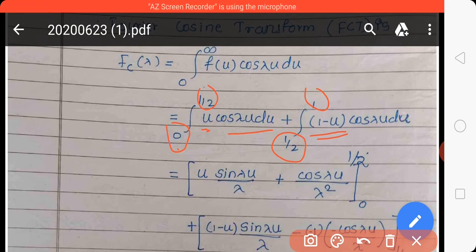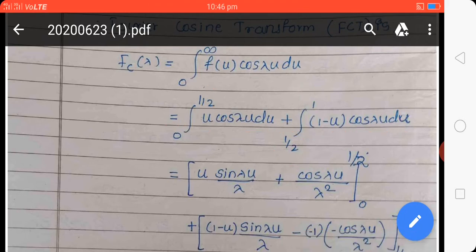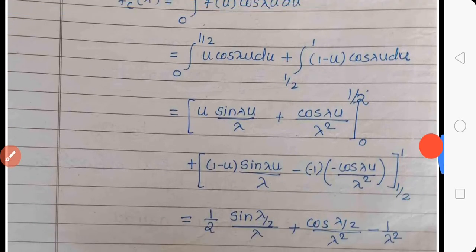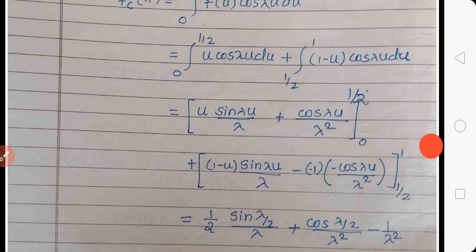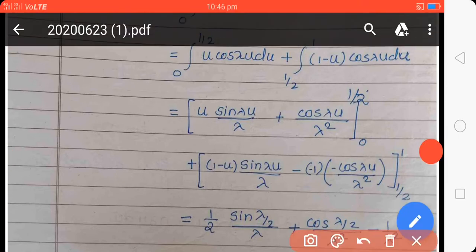We put it in terms of u, then we get (1 minus u) cos lambda u du. Now we find the value of both integrals. Here, the first integration we find by using integration by parts. All of you know the formula for integration by parts.